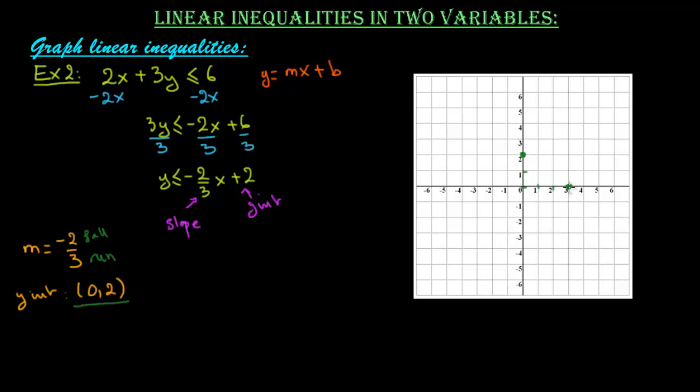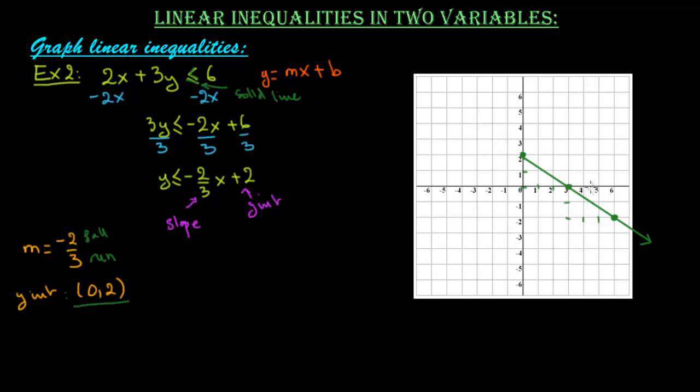From this point, you can keep going down 2 and to the right 3 units. So we have 3 points, and we can connect them together to get the line. Since the original inequality has less than or equal to, my line will be a solid line. So I'm going to connect all 3 points with a solid line. We have this. Don't forget the arrowhead at the ending part.